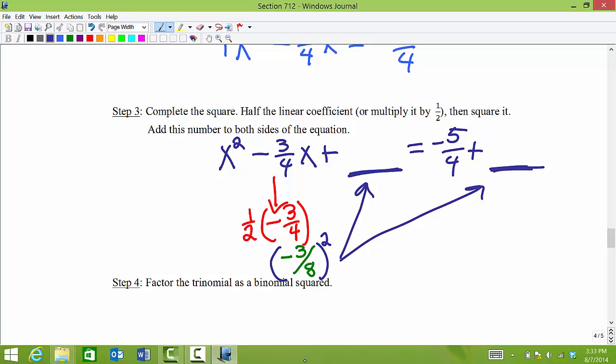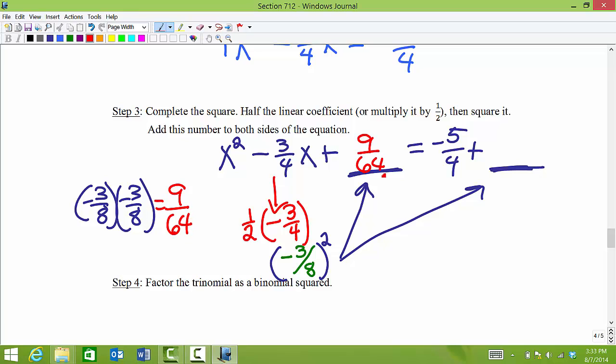So what is negative 3 eighths times itself? And if you have to, you can come to the side and write that out. And top times the top, bottom times the bottom, we get 9 over 64. Positive 9 over 64.